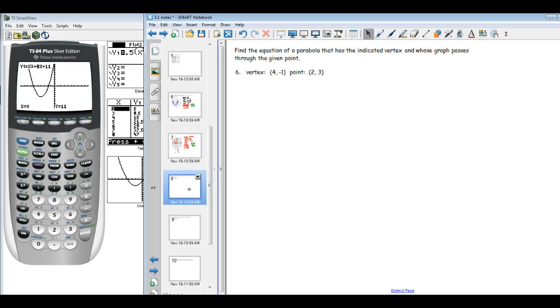Next, we're going to come up with an equation given the vertex and a point on the parabola. You're going to use your parent function, y equals a times x minus h quantity squared plus k. The vertex is the h and the k. The point is the 2 and the 3. That's your x, y. Make those substitutions to find the a.